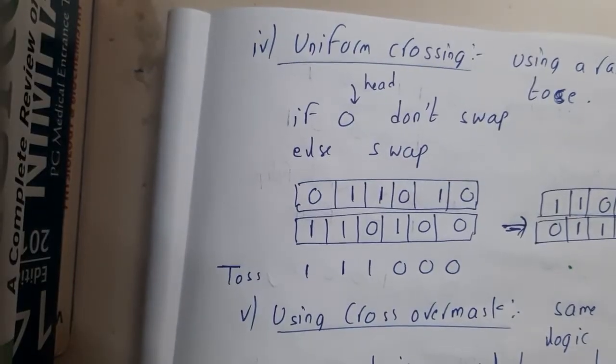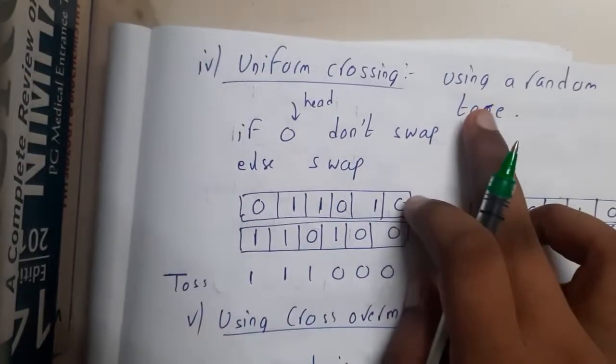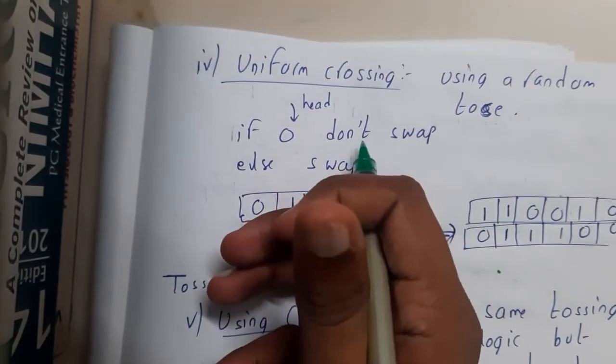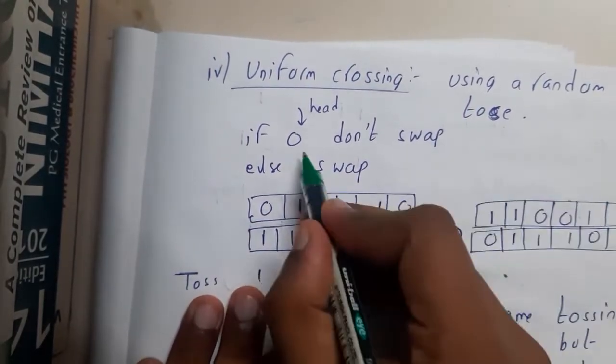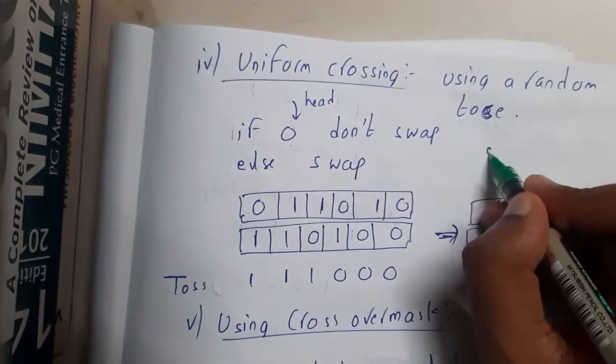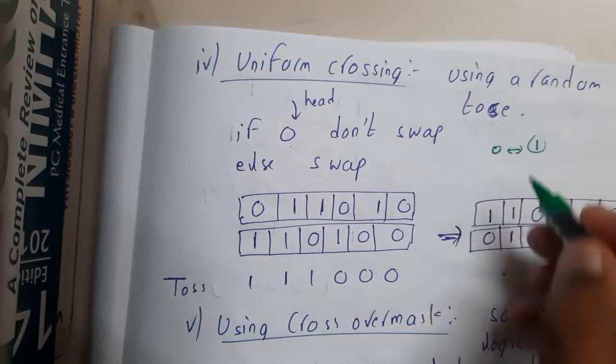The next crossing is uniform crossing, using a random coin toss. Basically you take a coin and flip it. Based on what you get, head is 0 and tail is 1. Based on the input, if it is a 0, you will not do any swaps. If it is 1, you will swap in between them.